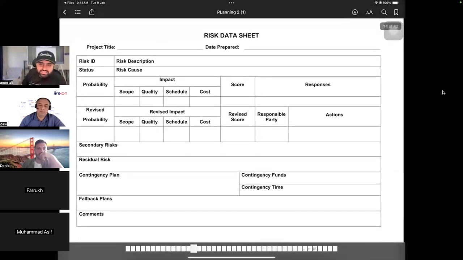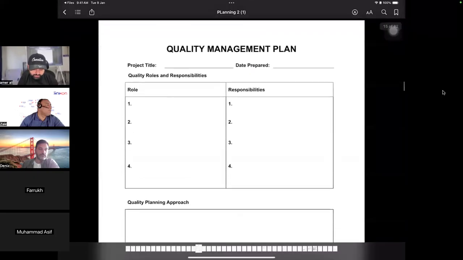Now, the risk data sheet is normally not used in most projects. It is basically used in the organization like this: if you identify any risk, you give it in the form of this data sheet. This becomes part of the risk report later on, the overall risk.